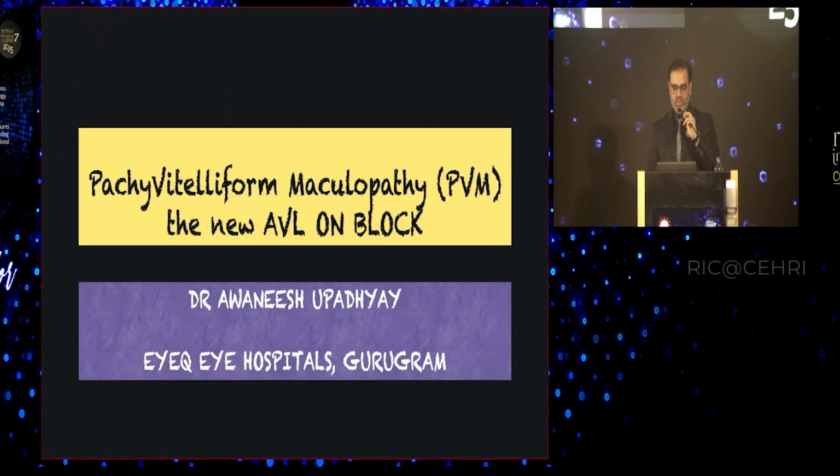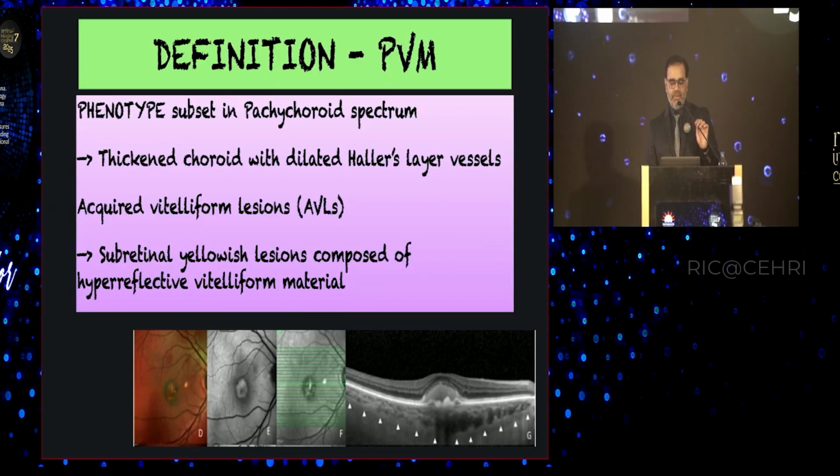So I'll be talking about something new, which is Pachyvitelliform Maculopathy, the new AVL on the block. By definition, PVM is a phenotype subset in the pachychoroid spectrum, and as the name suggests, it's pachy. So there is a thickened choroid with dilated Haller's layer vessels, and the vitelliform lesions here are acquired. These acquired vitelliform lesions present as subretinal yellowish lesions composed of the material.